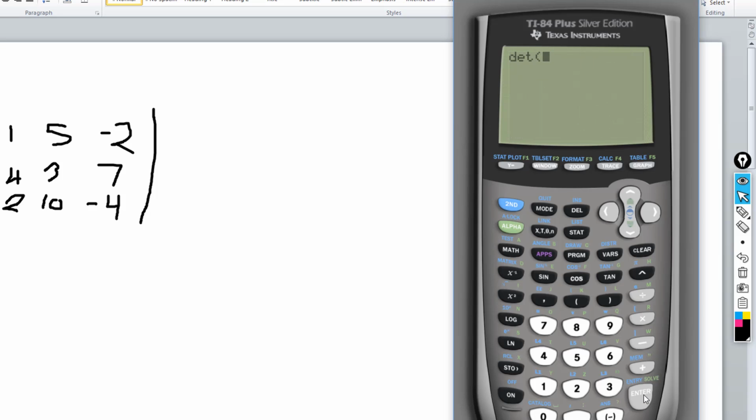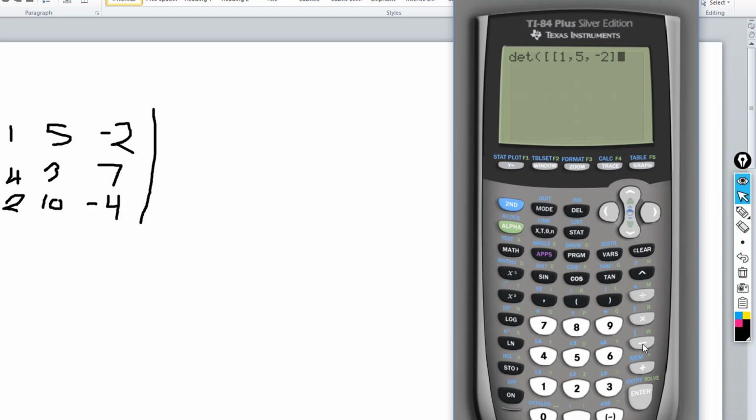And then again, I'm going to enter first a left bracket, and then all the rows are going to be in brackets. The components will be separated by commas. That'll be the procedure. So second, and then again a left bracket, and then enter the 1, comma, 5, comma, negative 2, and then a right bracket.